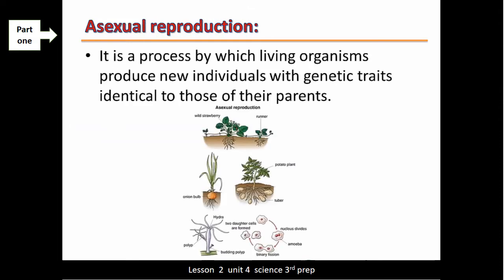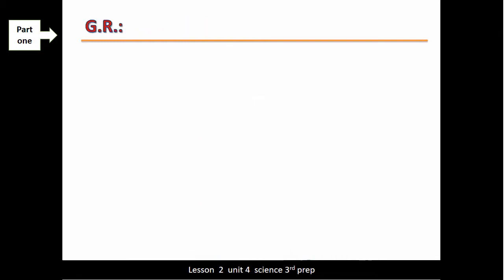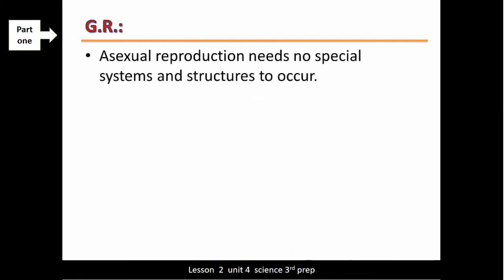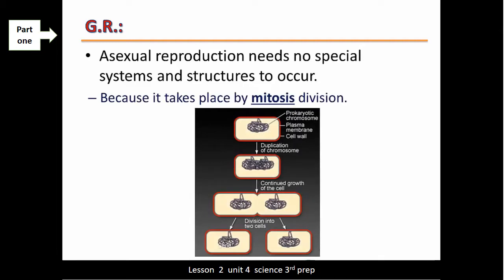Asexual reproduction is a process by which living organisms produce new individuals with genetic traits identical to those of their parents. Give reason: asexual reproduction needs no special systems and structures to occur. This is because it takes place by mitosis division only. We will start with one cell and we will end with two cells without any need for special organs for reproduction.